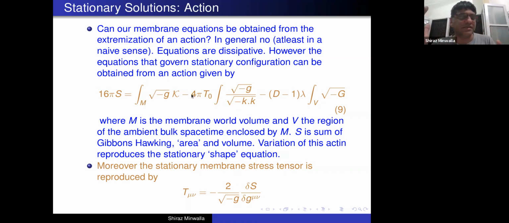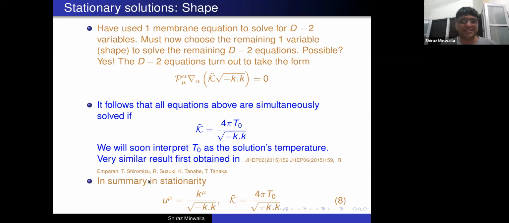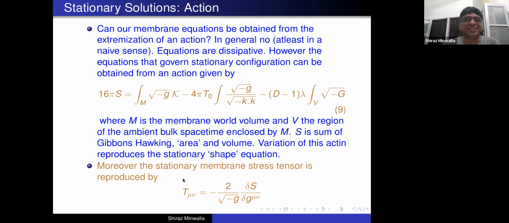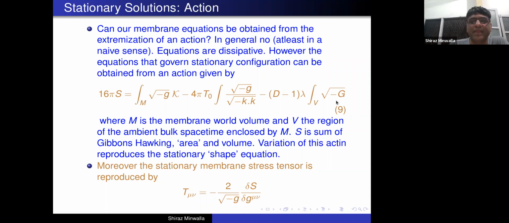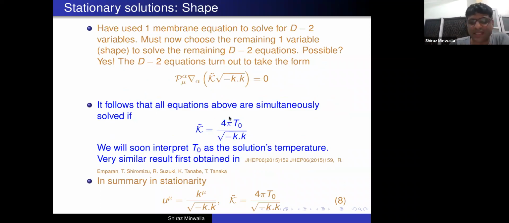However, if we focus on the stationary limit, then there's no dissipation happening. So one might hope that it's possible not to get the general membrane equations, but to get these stationary equations out of an action. Turns out that's possible. You can write down the following action, which is the integral of the extrinsic curvature on the surface of the membrane, times the integral of the area of the membrane weighted by this Killing vector. Remember, stationary solutions exist only when there's a Killing vector. It's an action involving a Killing vector. And if you have a cosmological constant, also the integral of the volume of spacetime enclosed by this membrane. This action is one whose variation one can show reproduces these stationarity equations.